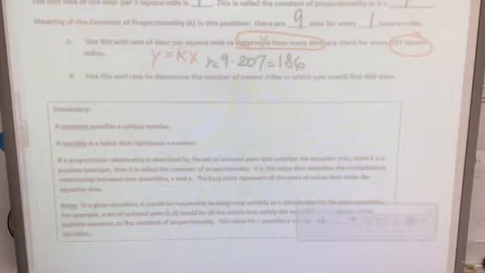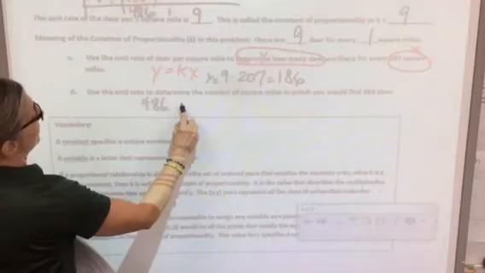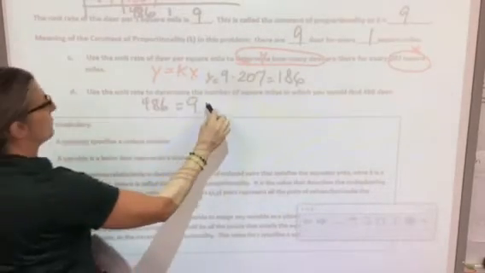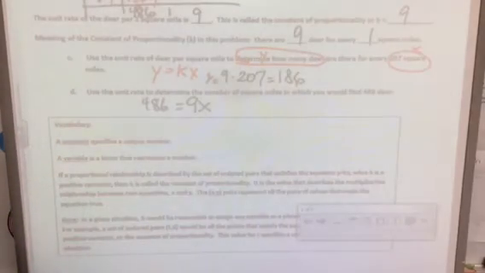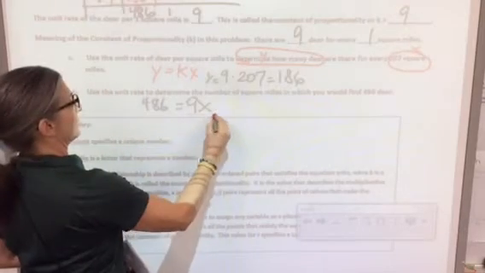It says use the unit rate to determine the number of square miles in which you would find 486 deer. Okay, so this time we have 486, and we have to go back and find out how many square miles. Well, if we know that that is y, let's look at our equation. So we have 486 deer, that's equal to, we know 9 is k, we don't know x, so y is equal to k times x. And then all we have to do is solve this for x.